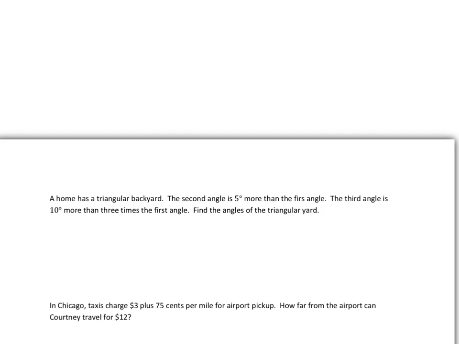So welcome to 2.6, the second part of the story problems lecture and the second page of the actual worksheet. So we're just going to get into these problems right now. And the first one says a home has a triangular backyard. And as soon as I hear something like that, a lot of times I'll just draw a big triangle on the piece of paper, because I'm going to draw a picture to try to model what's going on.